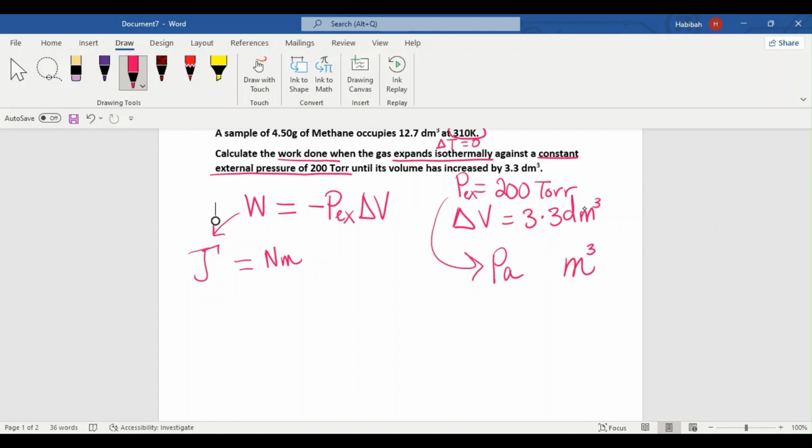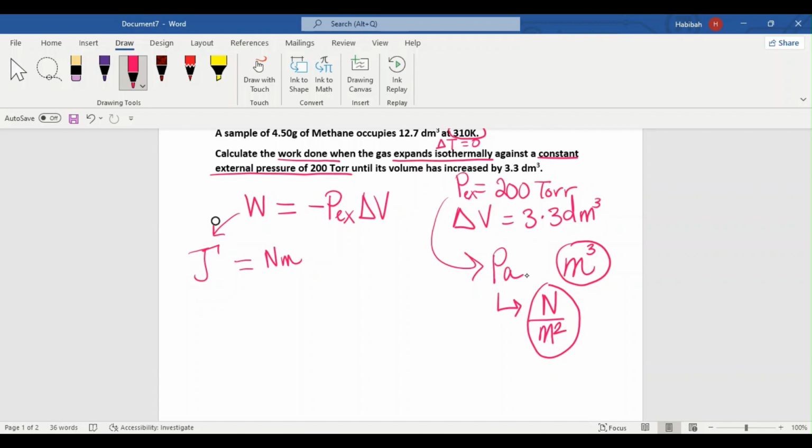So we have to go from dm cubed to meter cubed. And then we have to go from torr to pascals, because pascals is also Newton per meter squared. So you can see now that Newton per meter squared and meter cubed at least have something in common, where meter is a unit in both of them, so that we can do our calculation properly.